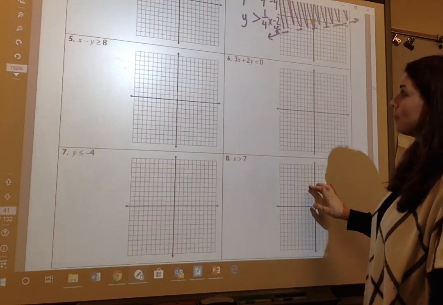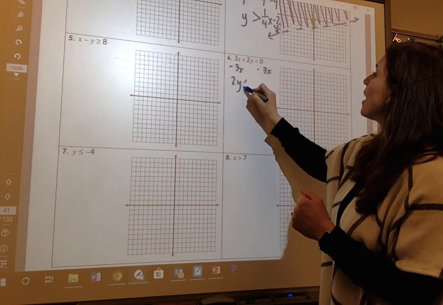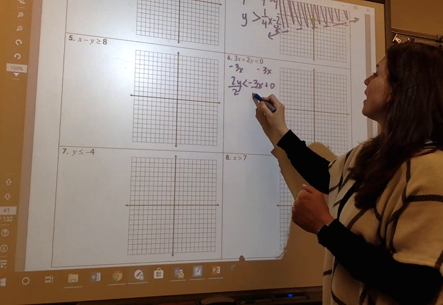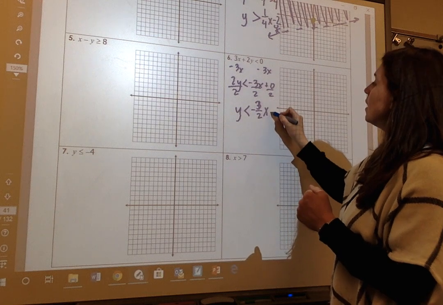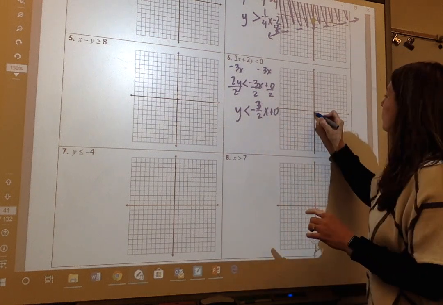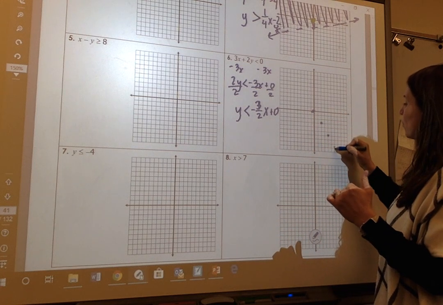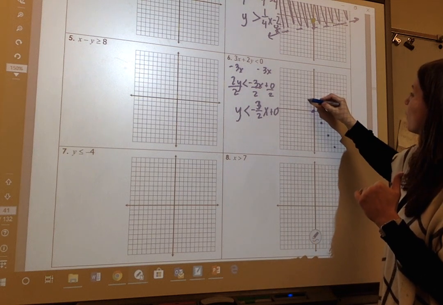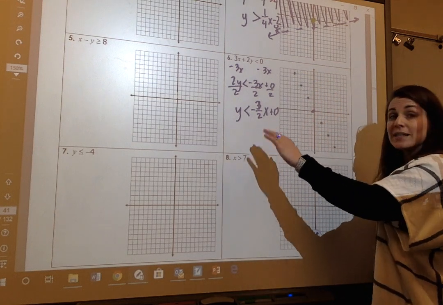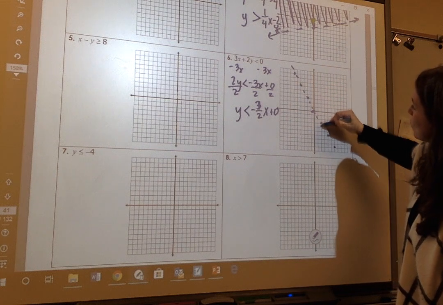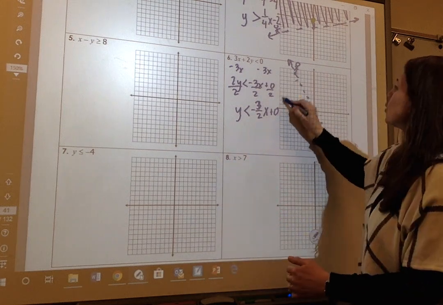Let's jump down to number 6. I'm going to get y by itself, so I subtract 3x on both sides. I get 2y is less than -3x plus 0. Divide everything by 2, and I get y is less than -3/2 x plus 0. So that just tells me my beginning point is 0. My slope is down 3/2, down 3/2, down 3/2, and now I'm going to reverse it and go up 3/2, up 3/2, up 3/2. So now I have my dots. Because y is less than, that means it's not equal to, so I'm going to have a dashed line. Here's my skier. And because it's less than, I shade below.